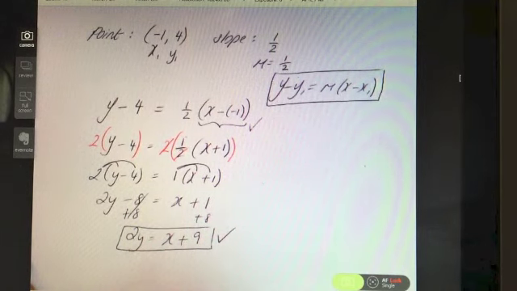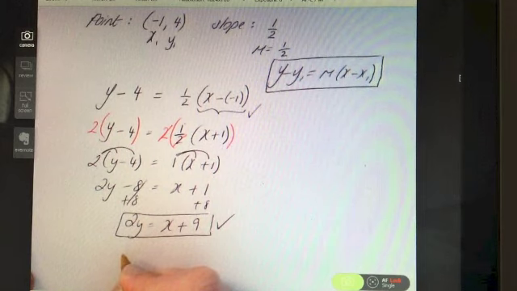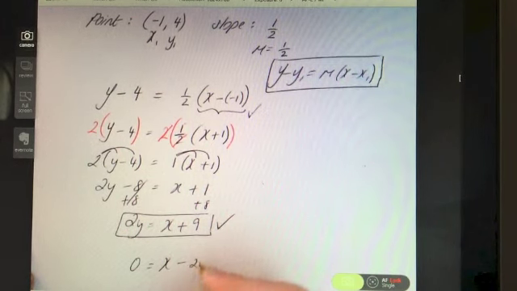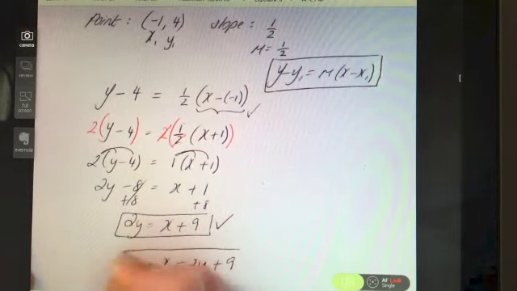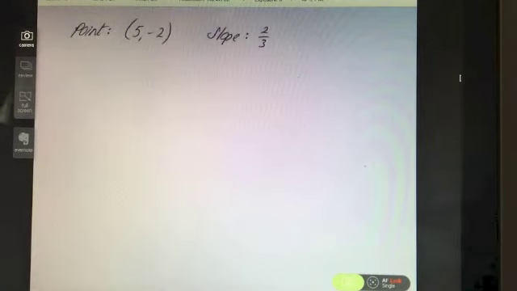And again, if they wanted you to specifically put it in a different format, another classic format would be, as I said, to get 0 on the left-hand side. And in order to get 0 on the left-hand side, you would take away 2y from both sides. So you'd be left with this. Also correct. Okay, try this question.